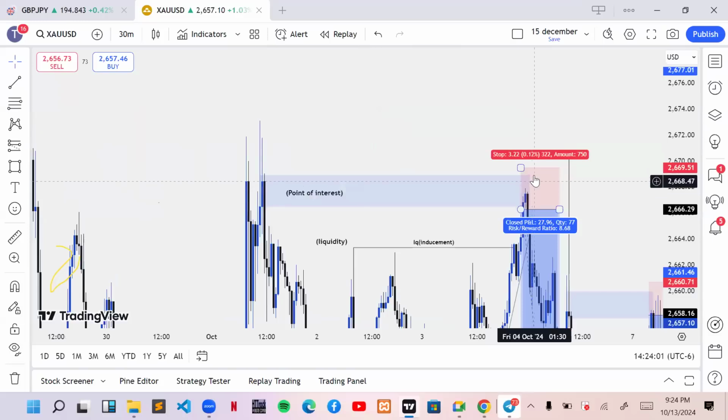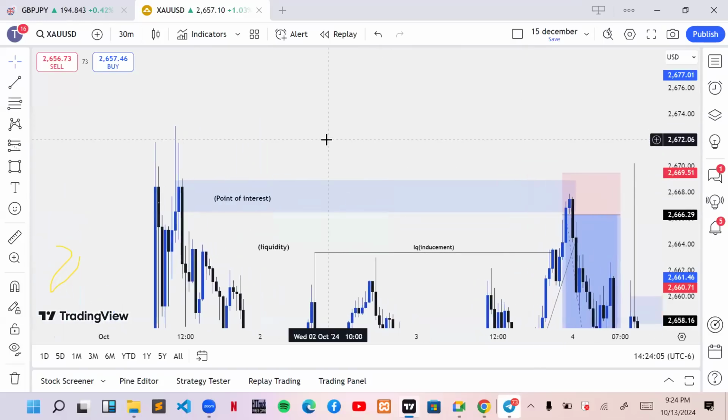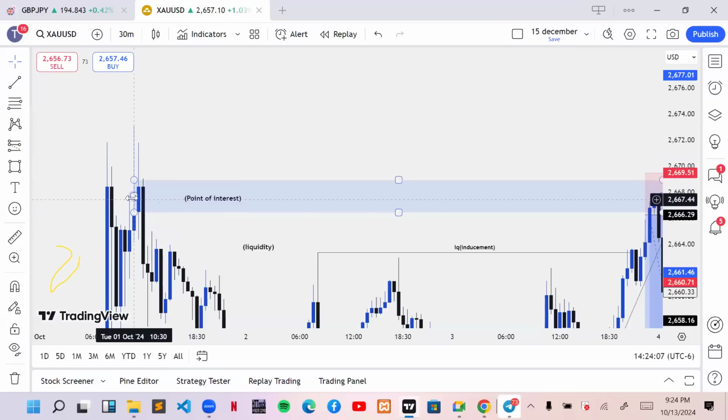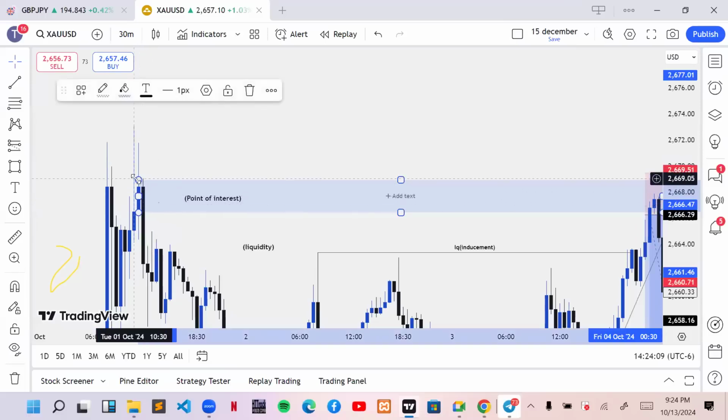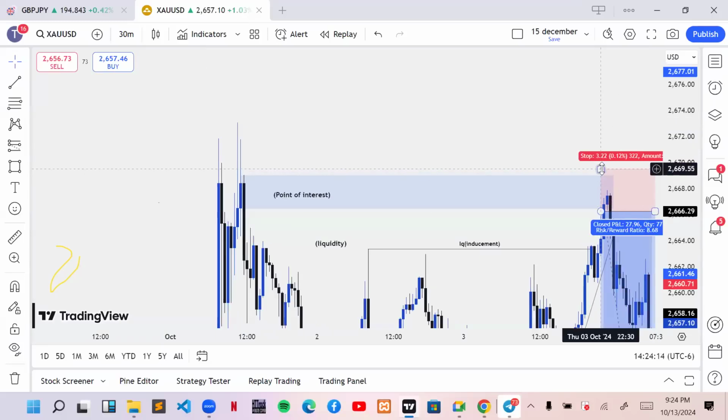I said your stop loss should be above those candles that you picked your entry from. Now, for me, I picked my entry from this one, yeah. I think my stop loss was just here, above this candle, just slightly above it. That's it.